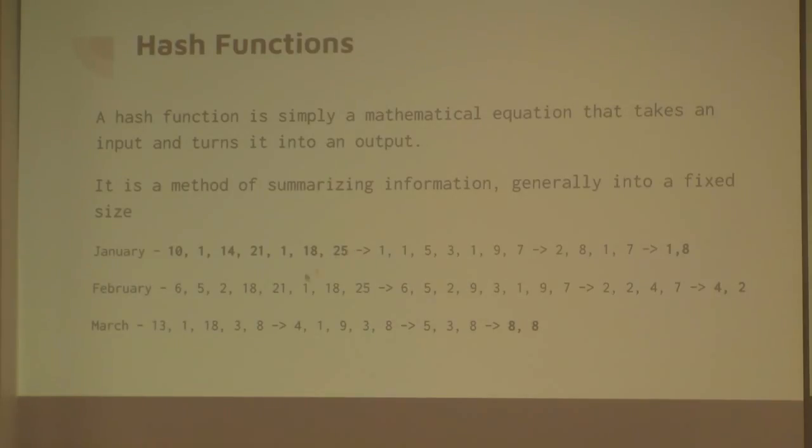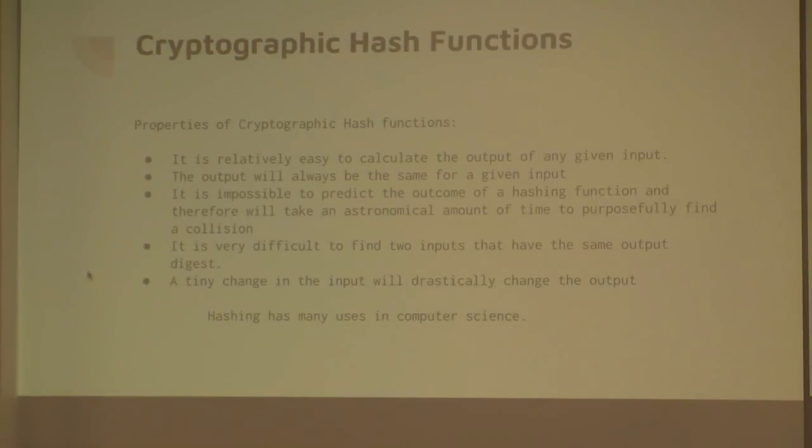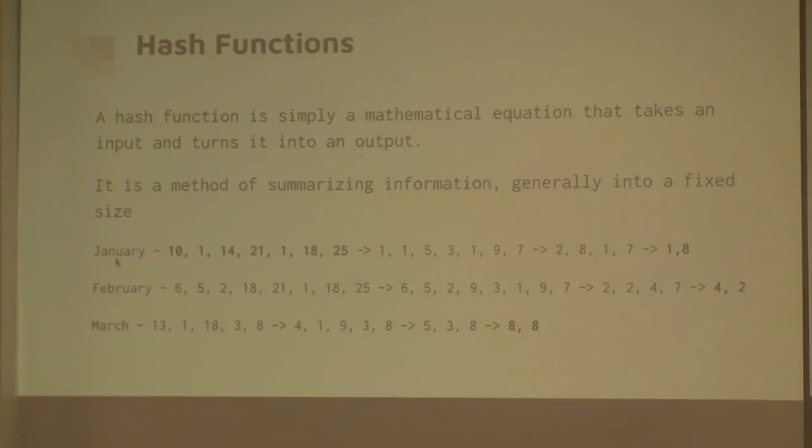So I just put on here a very simple demonstration of a hash function. Suppose we have the word January. The letter J is the 10th letter in the alphabet, so that's 10. The letter A is 1, N is 14, and so on and so forth. So 10 through 25 represents each letter in the alphabet. A very simple hash function that we can make up is, let's add together all the numbers.